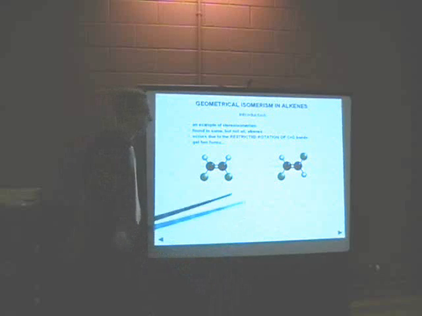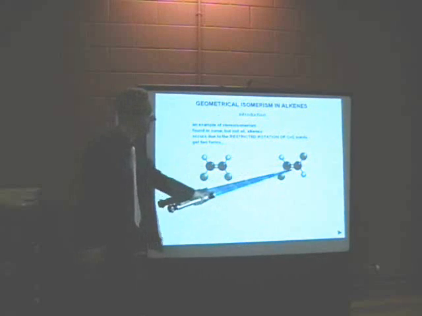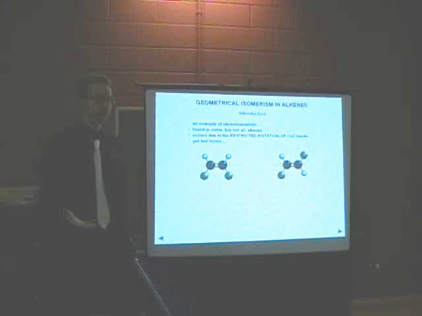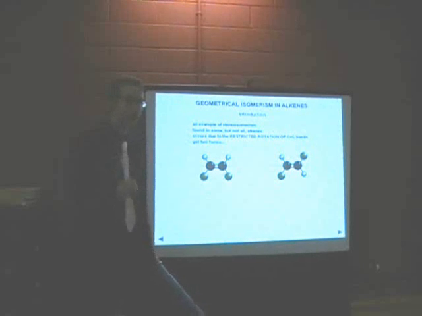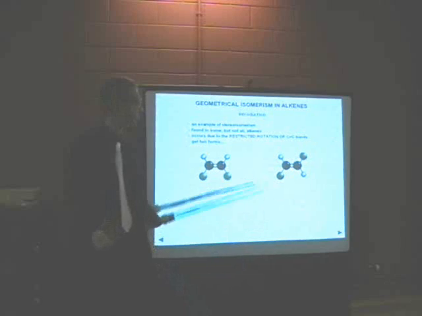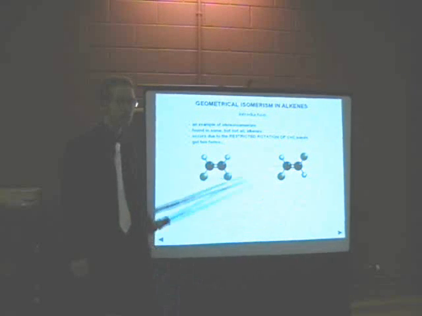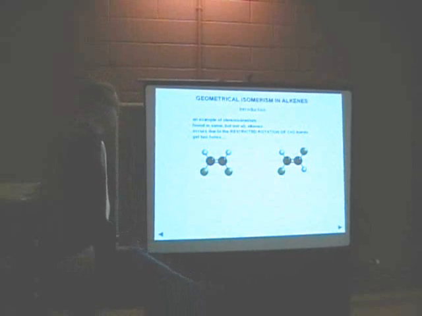Crucially, these two are geometric isomers of each other. And the type of isomerism shown between these two molecules is geometric isomerism. Anywhere you see the words geometric isomers in AS chemistry, double bond. Anywhere you have a double bond, geometric isomerism. Okay? Happy with that? Right.